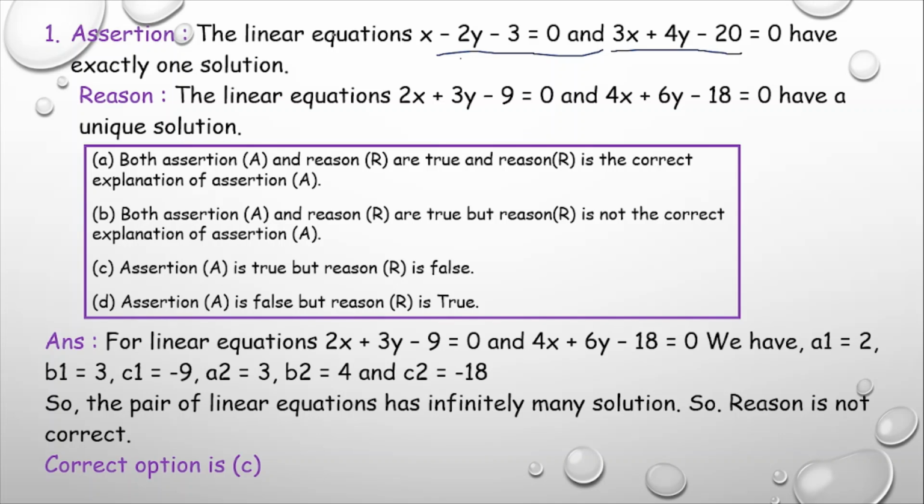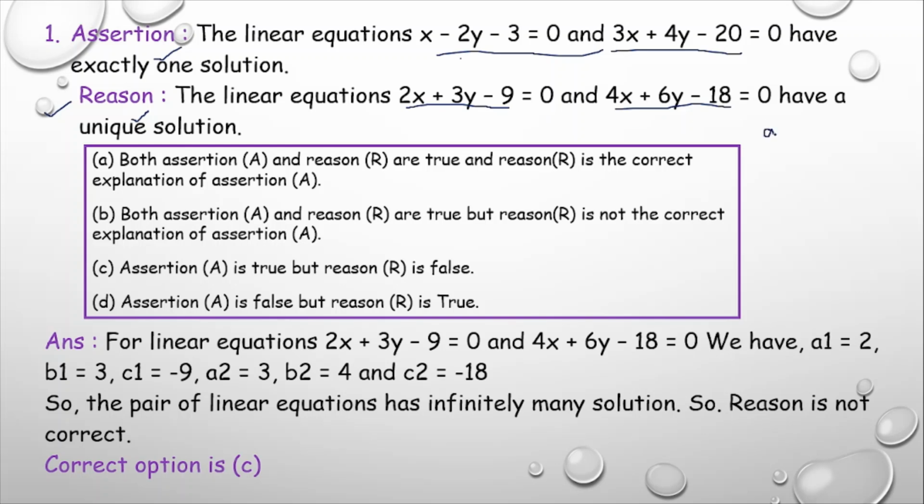Okay. Reason: the linear equations 2x + 3y - 9 = 0 and 4x + 6y - 18 = 0 have a unique solution. Unique solution or exactly one solution, both are the same. Now we check whether the reason is true. First go for the reason. What is the condition to have a unique solution?